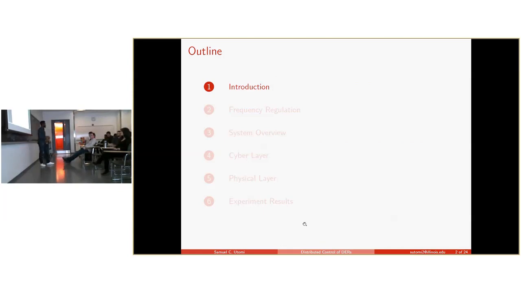All right, good. I'm going to get started. Hey, everyone. Today I'm going to be talking about the coordination of distributed energy resources using a hardware-in-the-loop implementation.